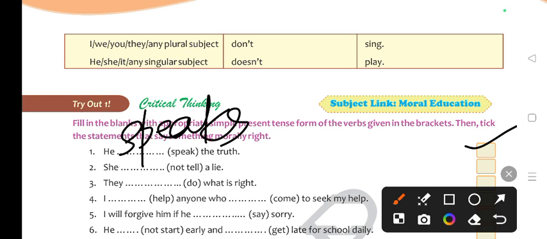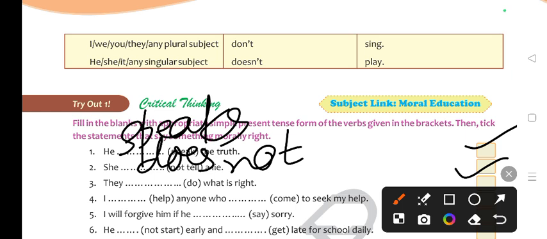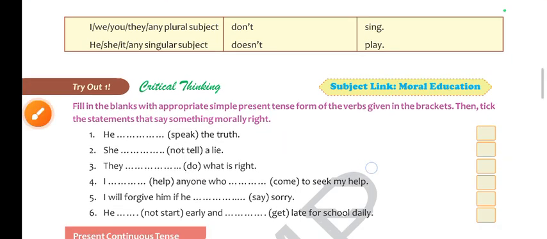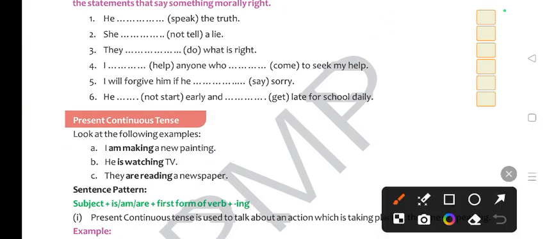Now, she doesn't tell a lie. She is singular, so we will put does not here. Yes, this is absolutely correct. They do what is right. Understood? They do what is right, that is absolutely wonderful, a good thing. Now the second thing is, I help anyone who comes to seek my help.